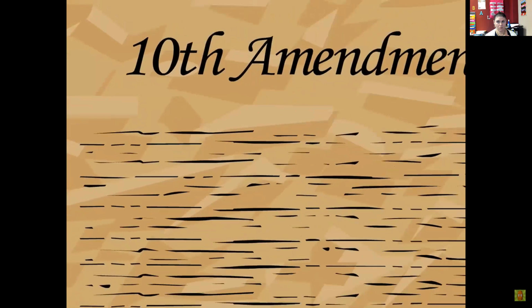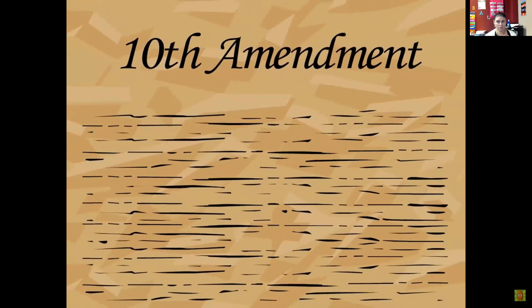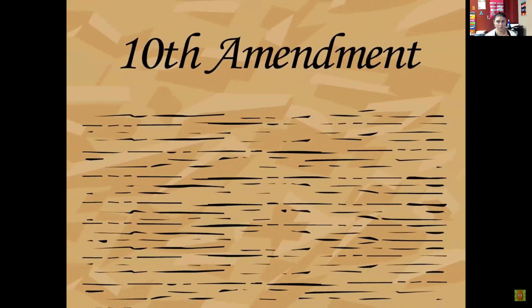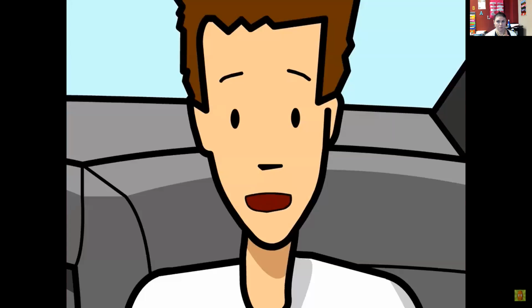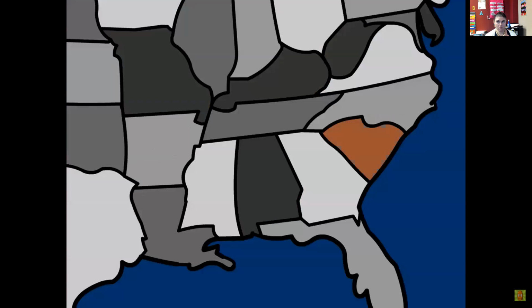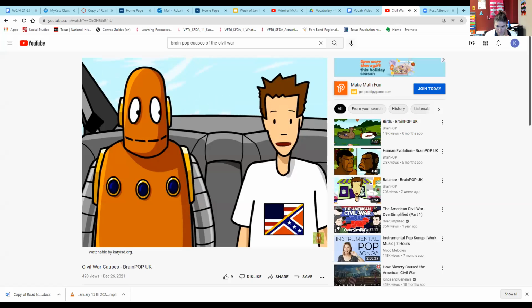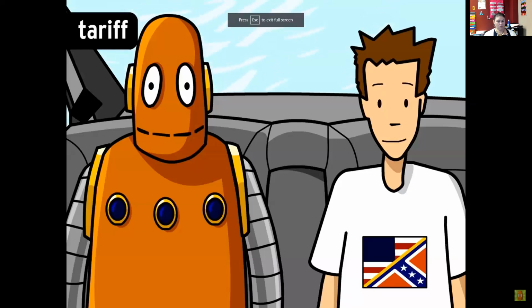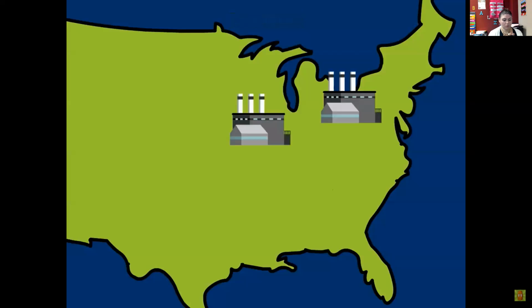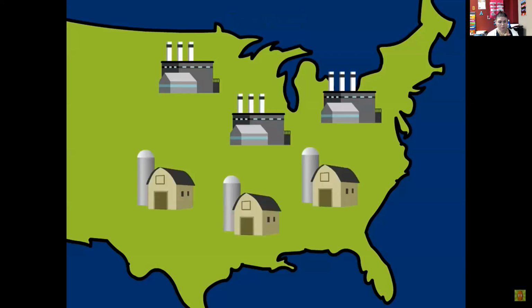The 10th Amendment of the Constitution does give each state the right to make its own laws as long as they don't go against federal law. North and South disagreed about how powerful those federal laws should be. In 1832, South Carolina almost seceded over this argument in the nullification crisis. South Carolina wanted the right to nullify or cancel a federal tariff that was hurting its economy. Oh, a tariff is basically a tax, usually on trade. Tariffs usually favored northern industry and hurt southern farmers.